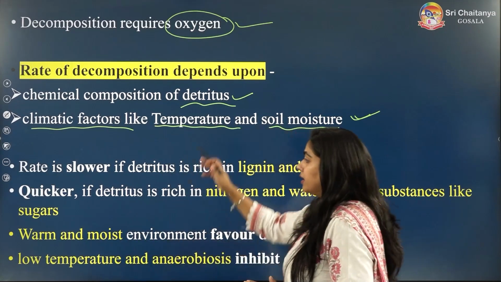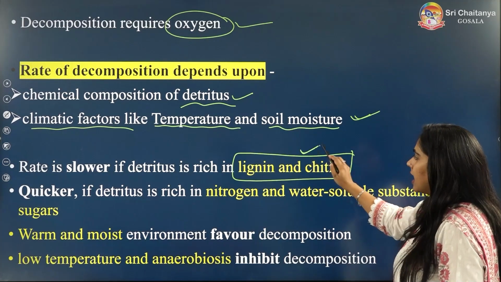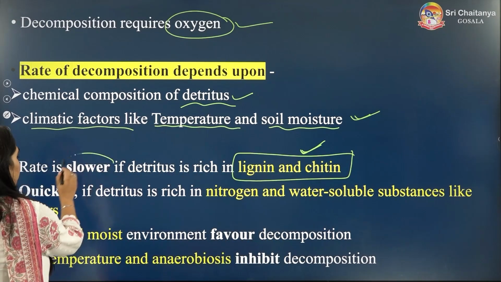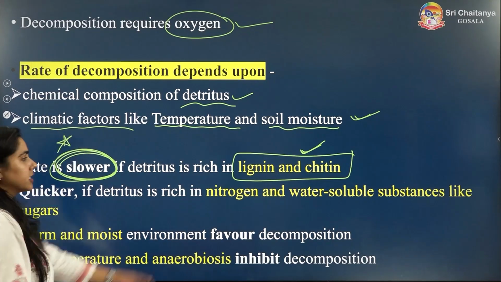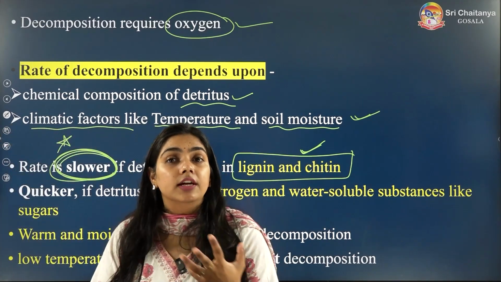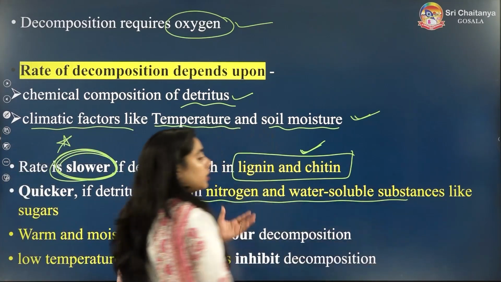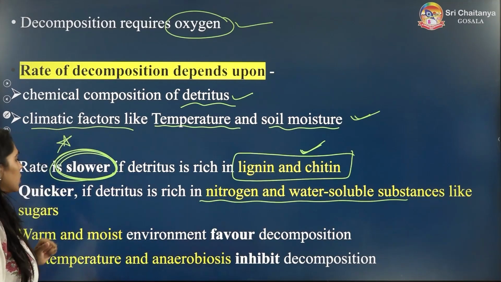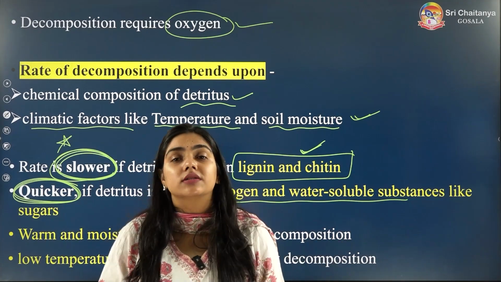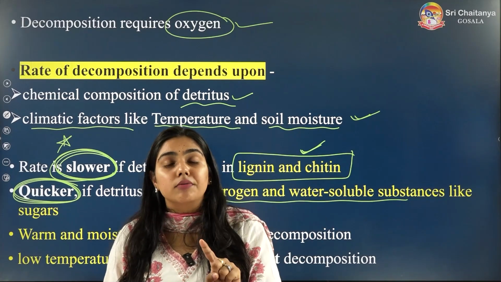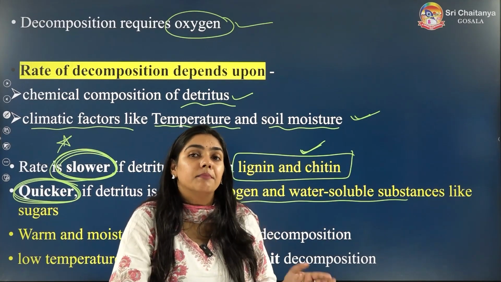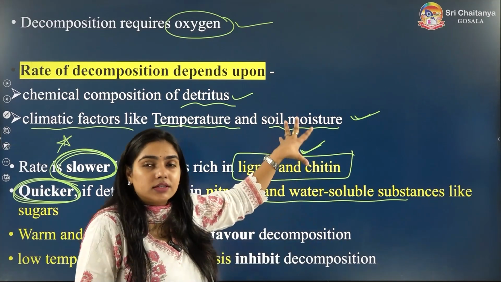So there is a very, very important point. If the detritus is rich in lignin and chitin, lignin and chitin are tough to be broken down. So that is why the rate of decomposition will be slower. Very, very important point. If the detritus is rich in lignin and chitin, decomposition rate will be slower. But on the other hand, if the detritus is rich in nitrogen and water soluble substances like glucose, like sugars, right? So then the rate will be very fast. So this is the very important point you have to remember. Previously, the questions have been asked already in the NEET exam. So you have to remember, lignin and chitin make the decomposition slow, and nitrogen and water soluble substances make the decomposition quicker. Now this is about the chemical composition.